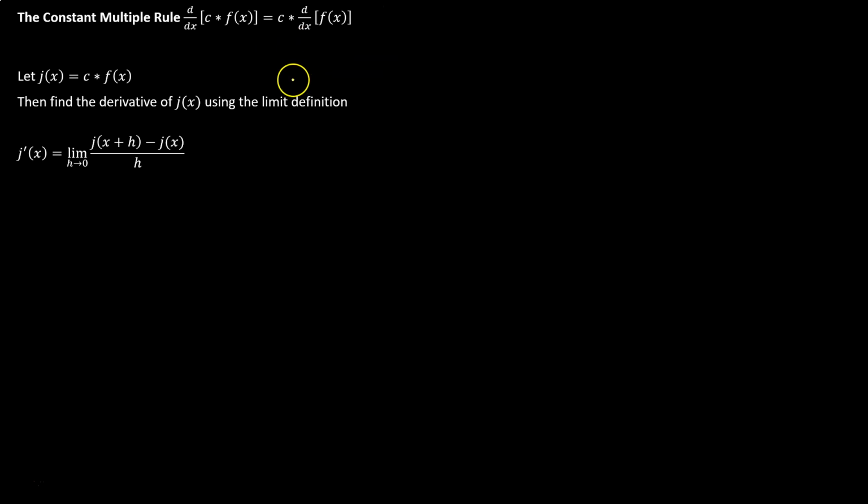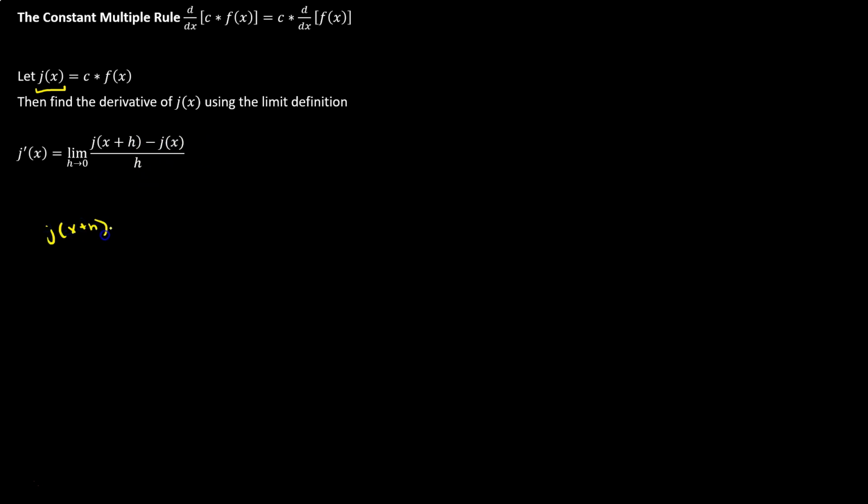Next, we'll look at the constant multiple rule. We're going to assume j to be some generic function, which looks like a function f that's being multiplied by some constant c. If we wanted to find the derivative for this j function, we could start with the limit definition, and then we'll replace j with c times f.